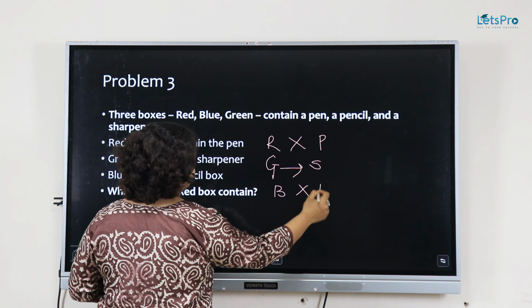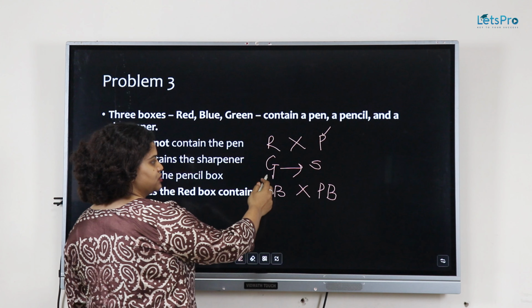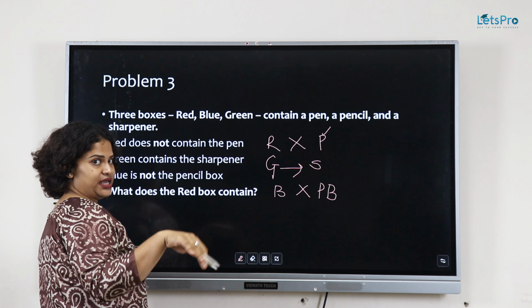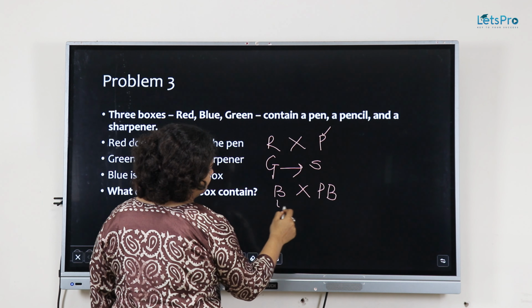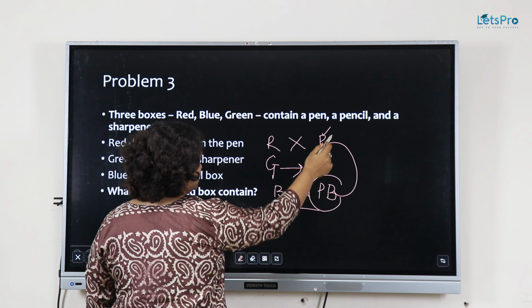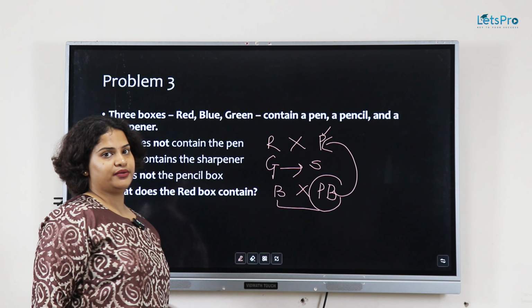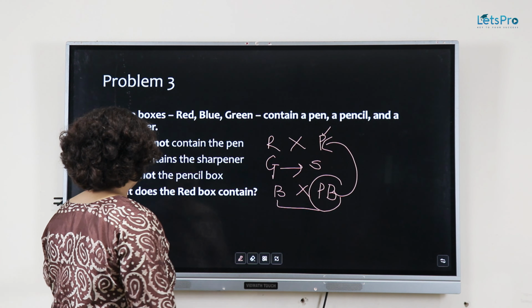Alright, what does the red box contain? Now red box doesn't have the pen. The green box already has the sharpener, and they're saying blue does not have pencil, which means red has the pencil box. Very simple, very logical type of questions.